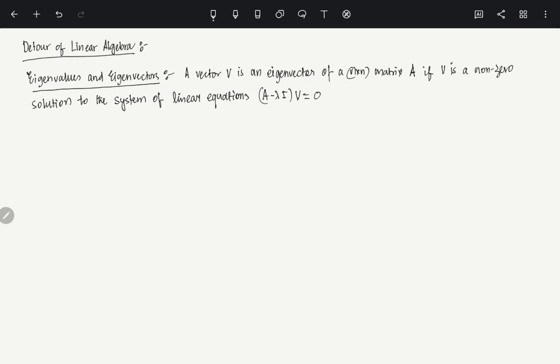Clear? And this quantity lambda is called the eigenvalue, sorry, it's called the eigenvalue of A. Clear? Okay. So these definitions of eigenvalue and eigenvector we already know, so I'm not going to discuss it further.